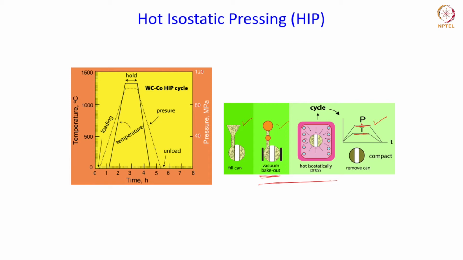Okay, so this is an example of a HIP cycle for tungsten carbide, which is a material difficult to process by conventional sintering, because this is a very hard material, so it is difficult to densify by conventional sintering processes. So the hot isostatic pressing is quite attractive for this kind of materials which are difficult to process by conventional routes. Okay, so here you can see the loading starts and simultaneously the heating is also done.